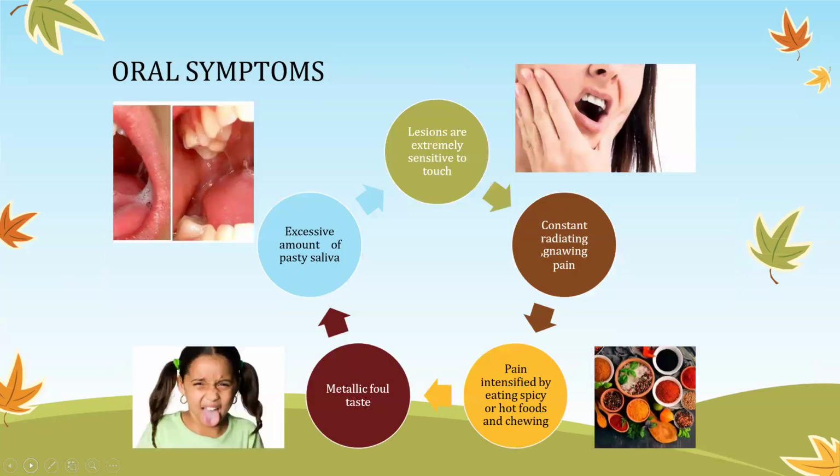So what are the oral symptoms? There will be an excessive amount of pasty saliva. The lesion will be extremely sensitive to touch, and there will be constant radiating gnawing pain to the patient, and the pain will be intensified by eating spicy or hot food and while chewing also, and there will be a metallic foul taste.